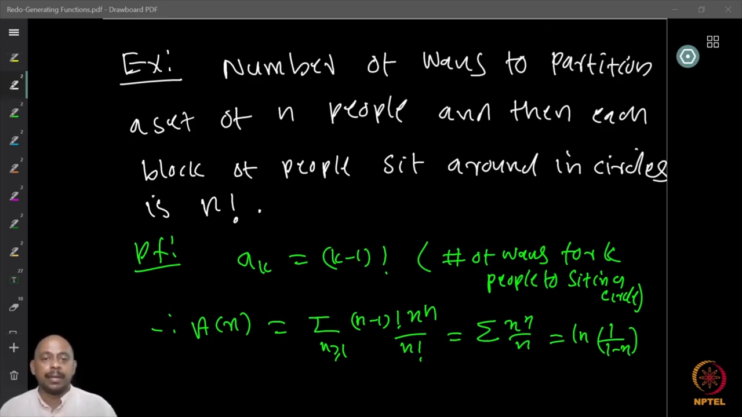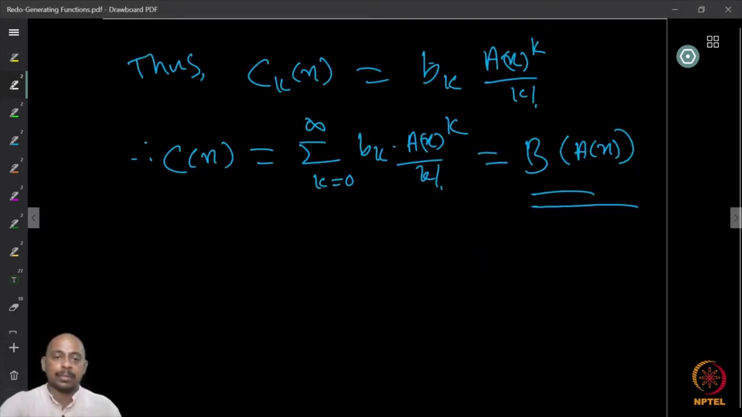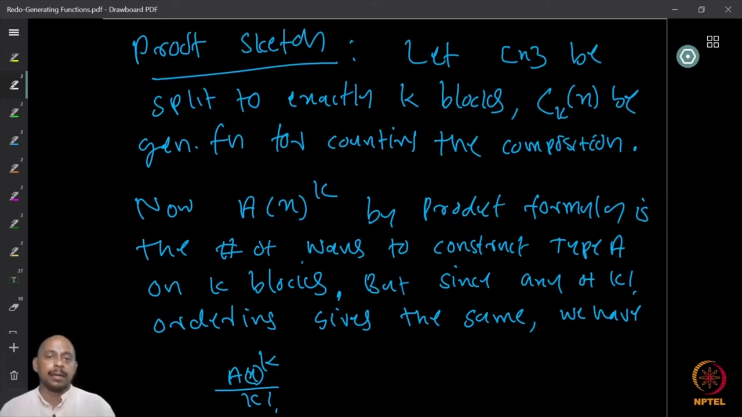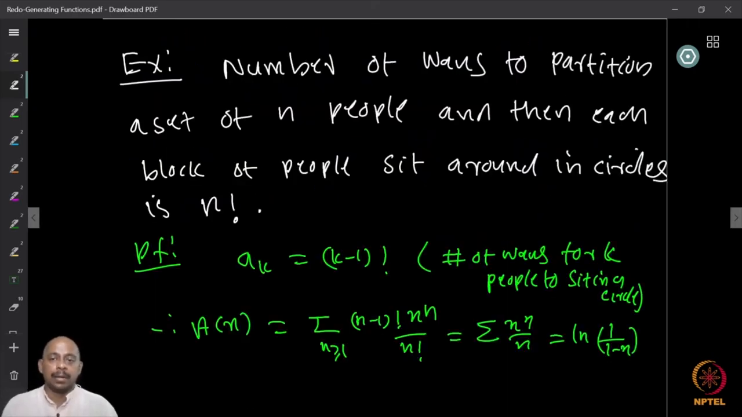So let us denote by a_k the number of ways the people can sit around in a circle, right? So basically, what we were doing in the exponential generating function was that you split into k blocks, right, and then you put type A structures on each of the blocks. So here we are asking each block of people to sit around in circles. Now, if there are k people in a block, then there are (k minus 1) factorial ways to put them in circular way, right? So circular permutation, there is basically (k minus 1) factorial.